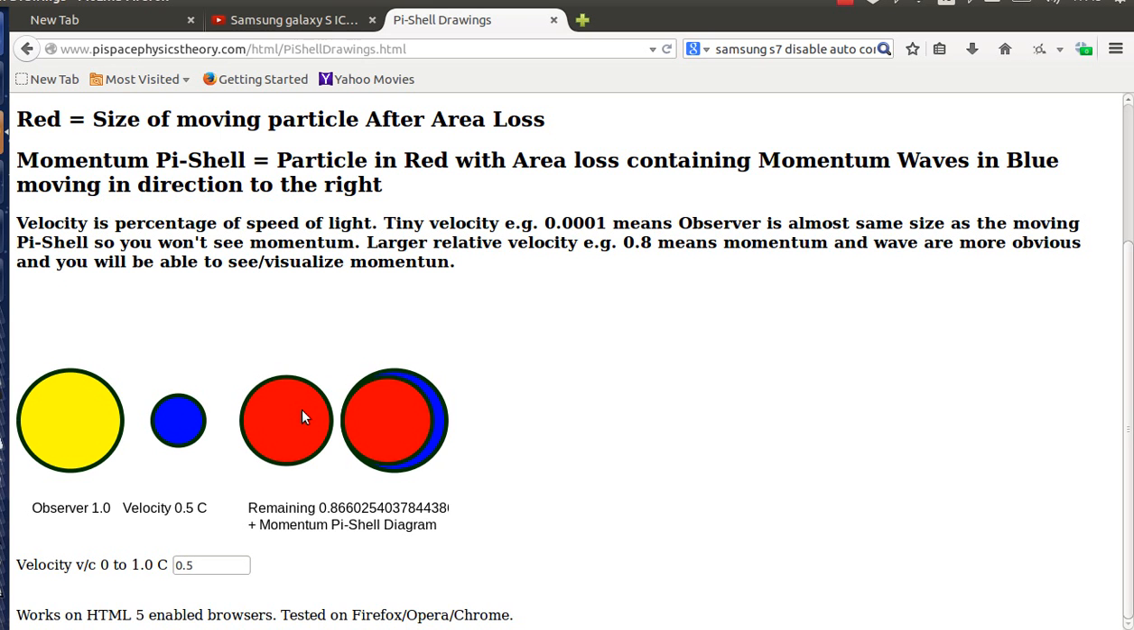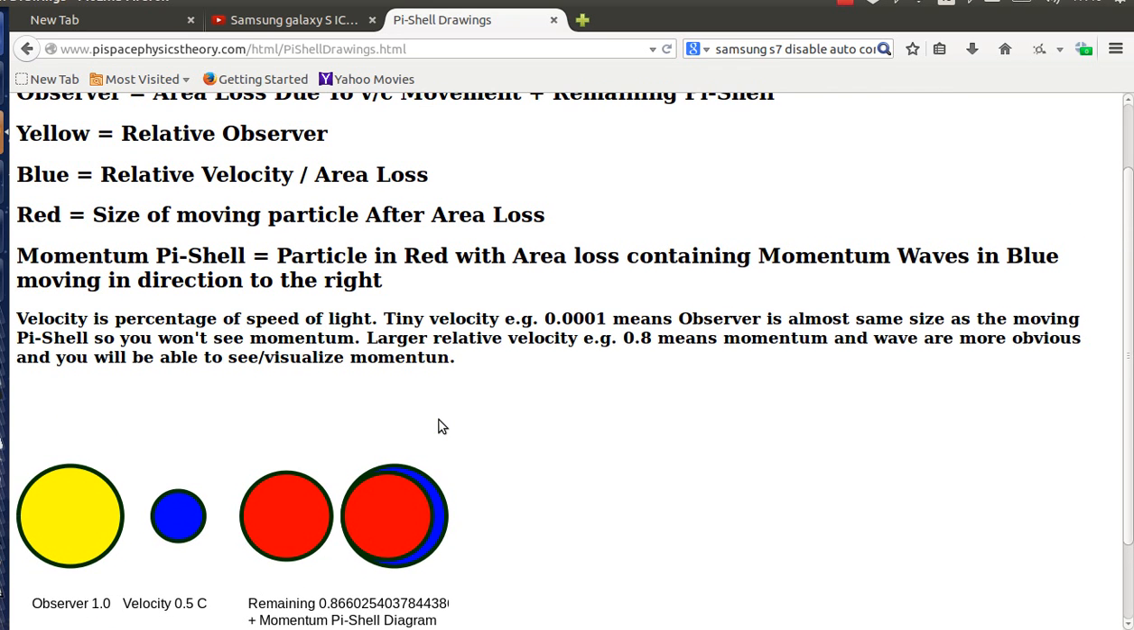So the idea is pretty simple. You take the observer pi shell, you subtract the area, you're left with a pi shell of this size. This is the Lorentz-Fitzgerald transformation visually represented. And then momentum is basically the original observer pi shell minus the blue area, which is the momentum part, which is mass times velocity, and this is the actual particle itself. So this is the particle, and this area here is the wave part of the object in question. This goes to the Louis de Broglie concept. This is a way of visualizing it in pi space.